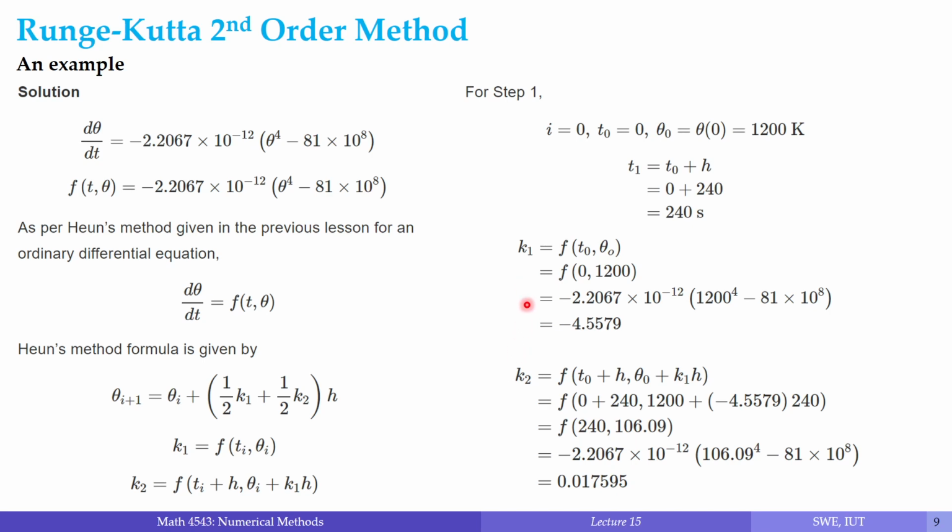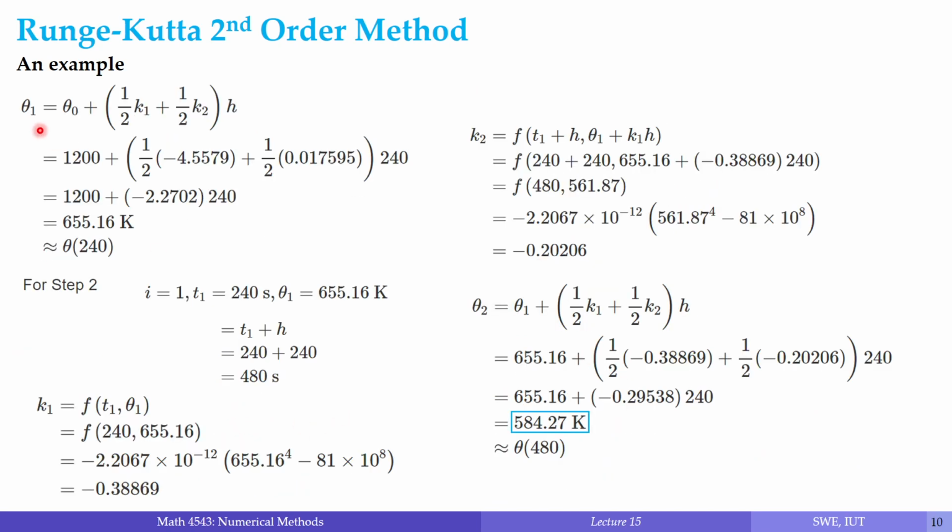Now what will we do? We will give them equal importance. Okay, so we plug these two slope values in this equation over here, and then see what we get. In order to find the value of theta 1, which is the value of the temperature that we get after performing the first step, what will we do? We'll use the theta naught value, and we'll use this formula over here. You plug them into your calculator, you get something like 655.16 kelvins.